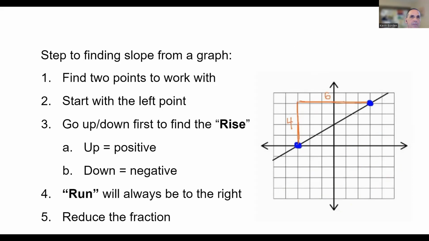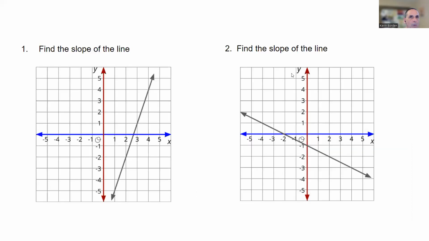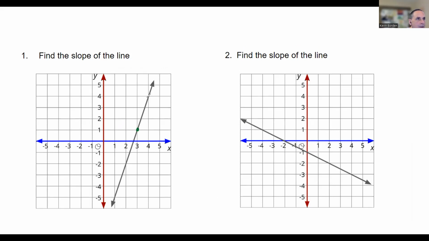All right. Let's move on to 4 problems that I've got set up, 2 on this sheet and 2 on the following sheet. We're going to find the slope of this line. So we want to pick 2 points that go right through the intersection of the graph paper. I'm going to pick that point and this point.